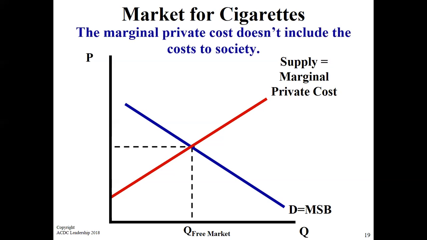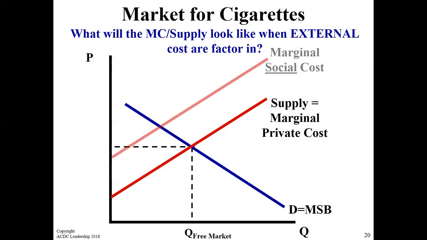All right, so now, what is my marginal social cost? My marginal private cost plus the external cost. So think of the external cost as secondhand smoke. So marginal social cost is private cost plus external.